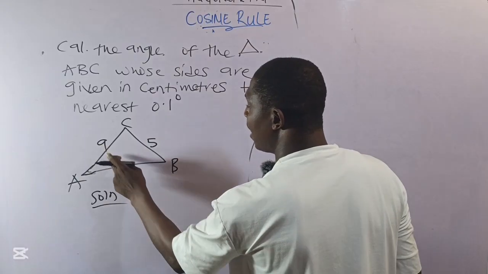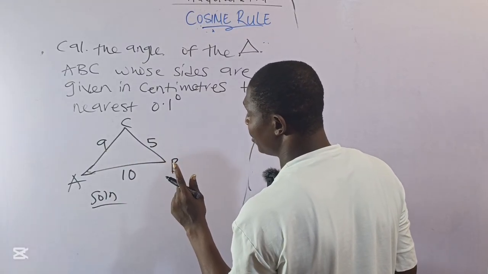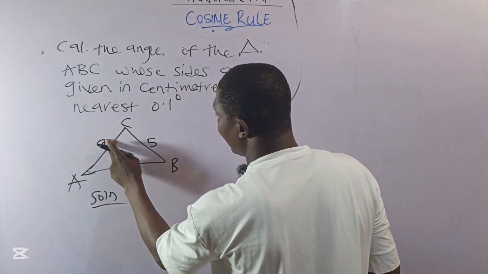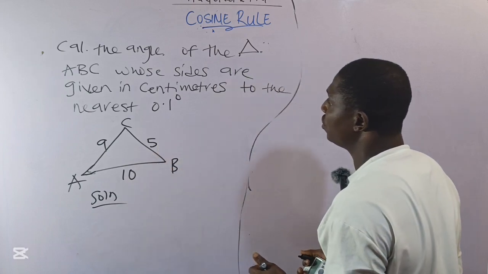Check, using the triangle inequality theorem. 9 plus 10 is greater than 5, which is good. 5 plus 10 is 15, which is greater than 9. And 9 plus 5 is 14, which is greater than 10. So the triangle is very okay.